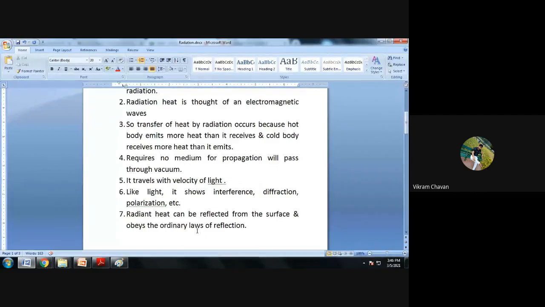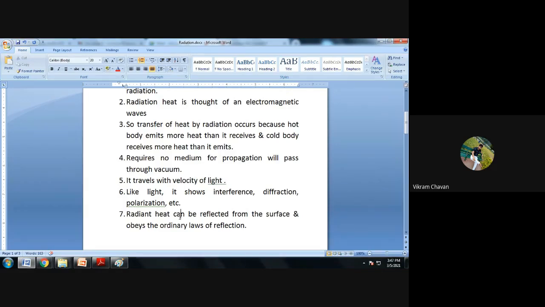Then radiation heat can be reflected. As light rays are reflected, in a similar fashion radiant heat, or radiations, can be reflected from a surface and obey the ordinary laws of reflection. Whatever laws we apply for light, we have discussed interference in physics, then diffraction, then polarization. The same kinds of phenomena can be observed for radiation, and it also shows the laws of reflection.